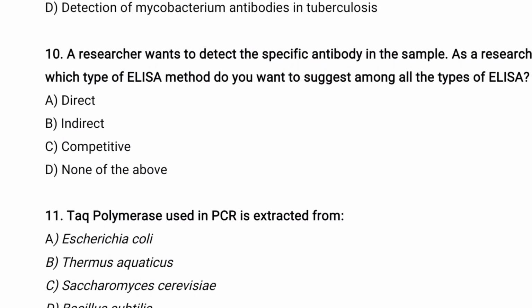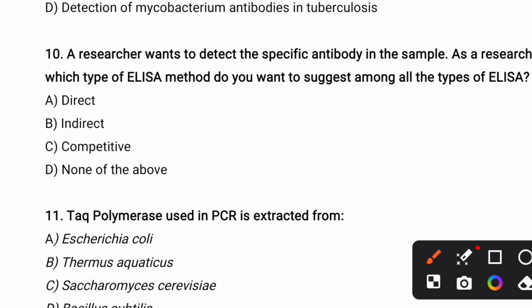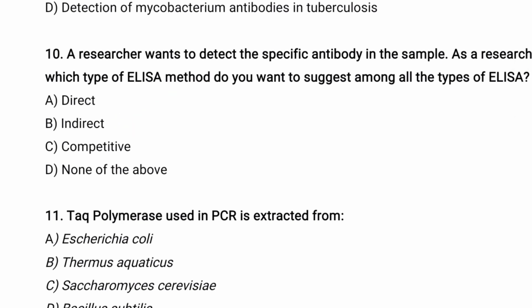A researcher wants to detect the specific antibody in the sample. As a researcher, which type of ELISA method would you suggest among all the types of ELISA? Options are direct ELISA, indirect ELISA, competitive ELISA, none of the above. For this, the correct answer is indirect ELISA. So let's see the next question.